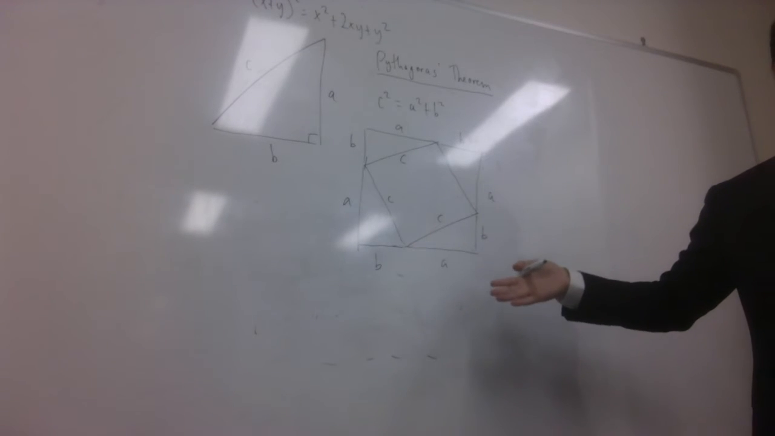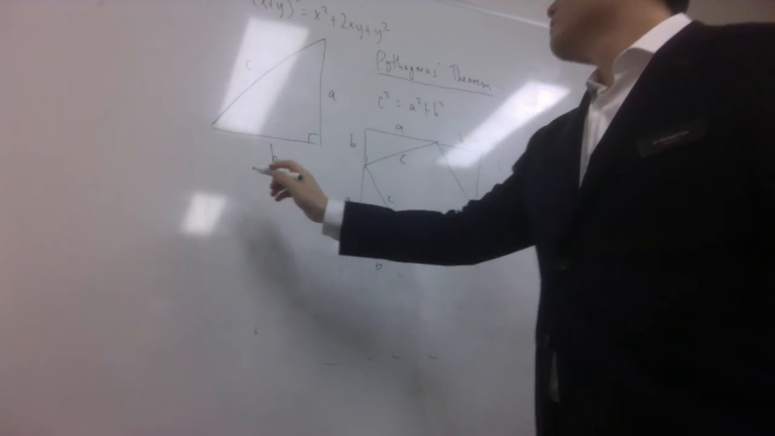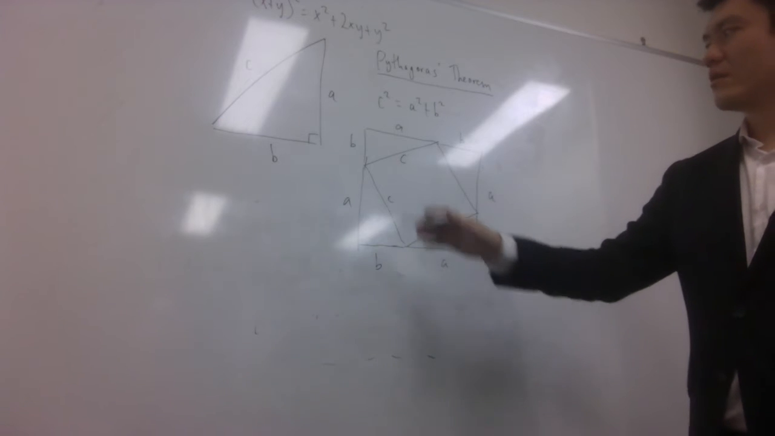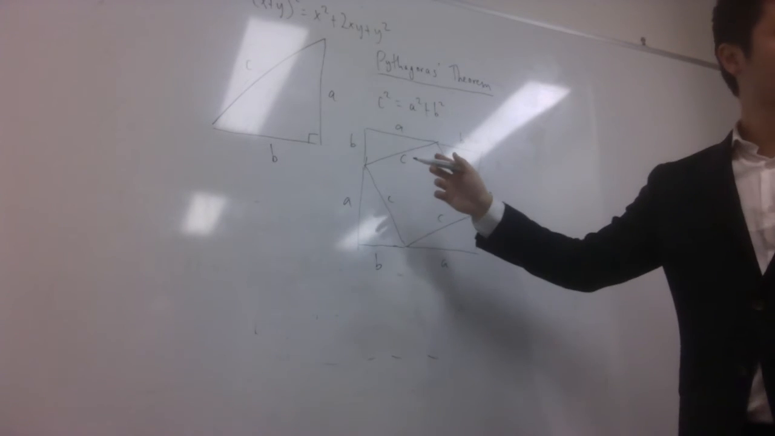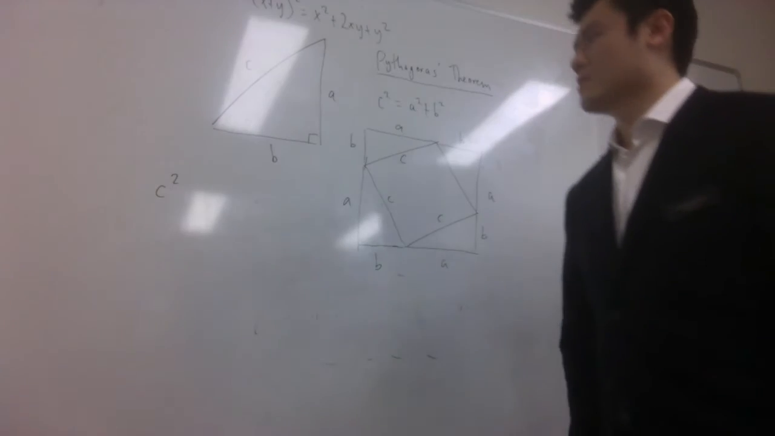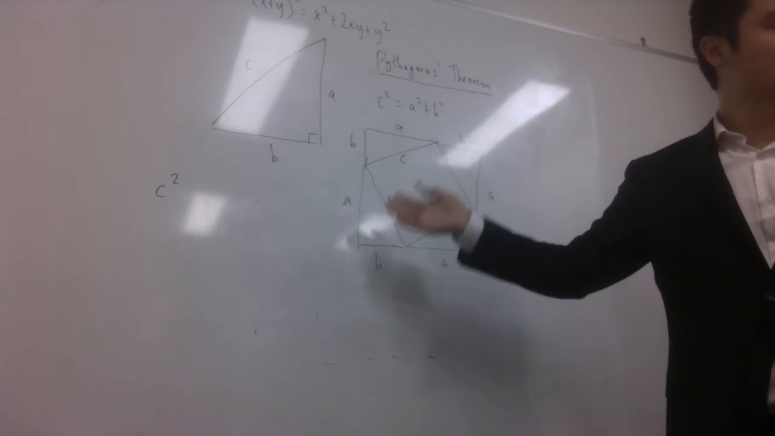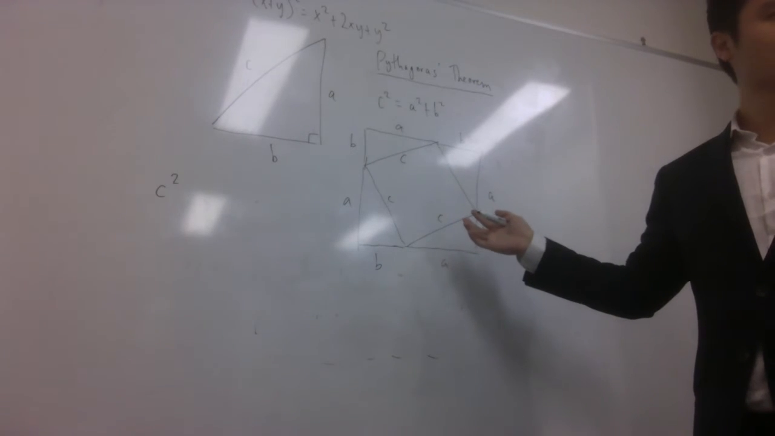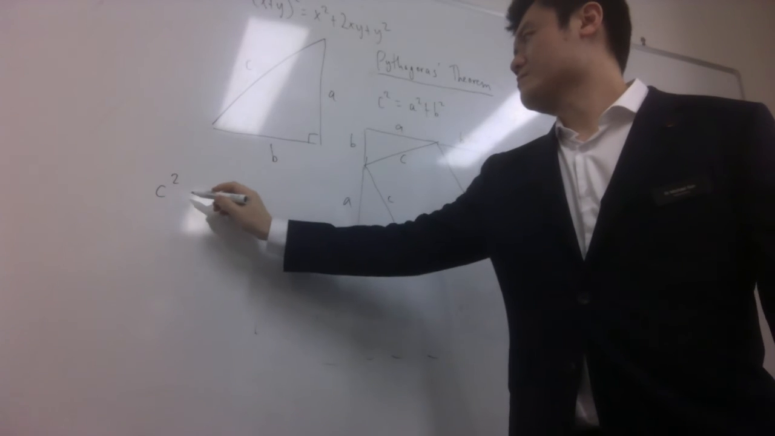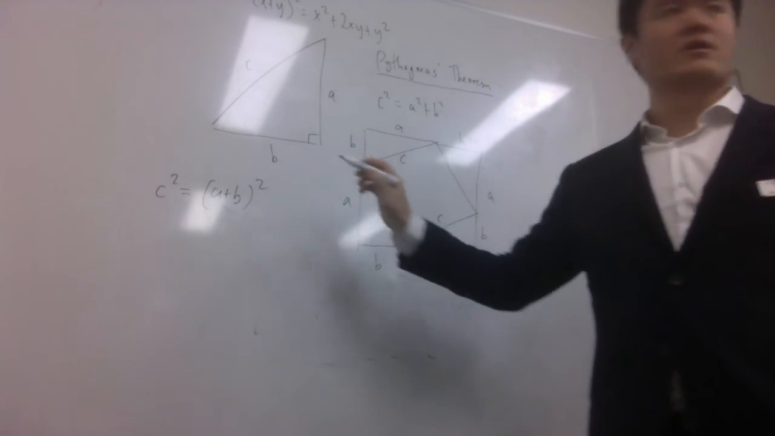Does that make sense? Okay, so the area of the square is, right, C squared. Okay? At the same time, it's the area of the big square minus the 4 triangles. Yes? Okay, so the big square is A plus B squared. Yeah?